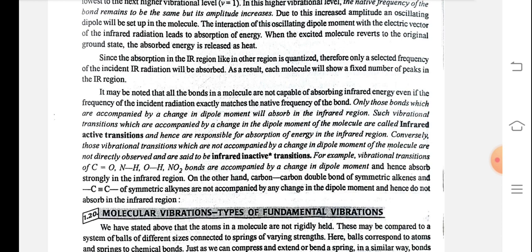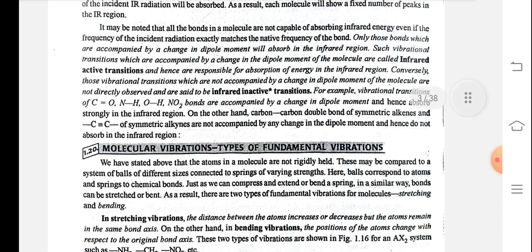For example, vibrational transitions of C=O, NH, OH, NO2 bonds are accompanied by a change in dipole moment and hence absorbed strongly in the infrared region. On the other hand, the carbon-carbon double bond of symmetric alkenes and the carbon-carbon triple bond of symmetric alkynes are not accompanied by any change in the dipole moment and hence do not absorb in the infrared region.